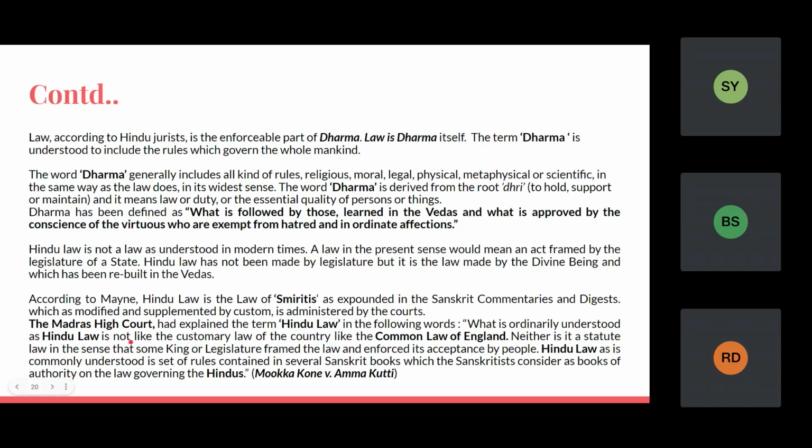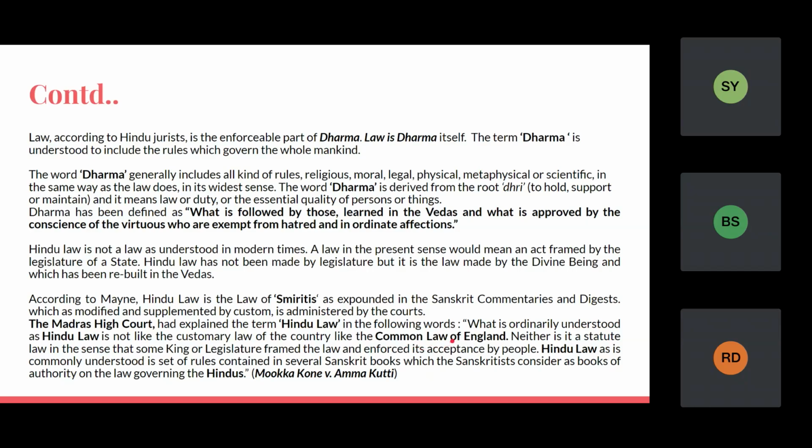So the Madras High Court has explained the term Hindu law in the following words. What is ordinarily understood as Hindu law is not like the customary law of the country, like the common law of England. In England, we have common law. Most of the Indian laws which you see today are children, I mean, we can say that they are from the common law of the British.